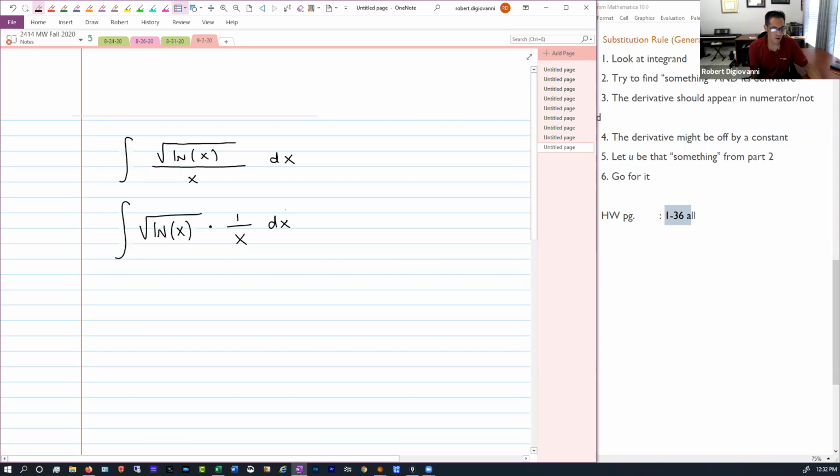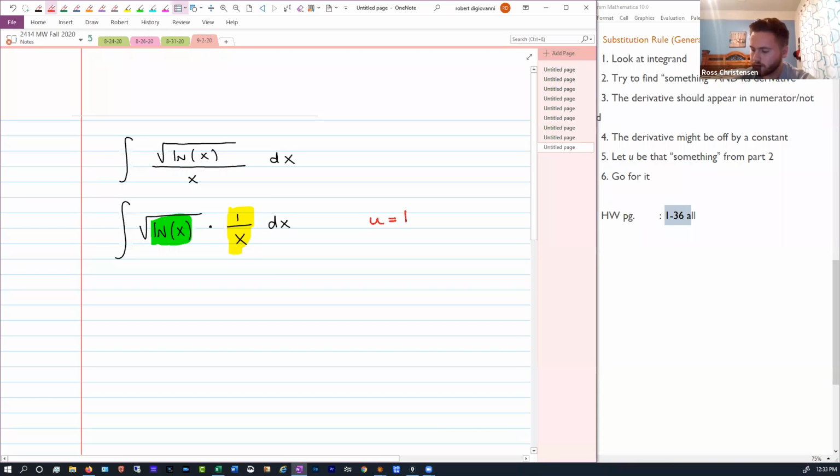The square root of natural log of x over x is the same as the square root of natural log of x times 1 over x dx. And I think that helped Ross see that something in its derivative. All right, so Ross, let's keep going then. You said that because of that, the something you saw was natural log of x, and its derivative was 1 over x. So you made a substitution, u is equal to which one? Natural log of x.